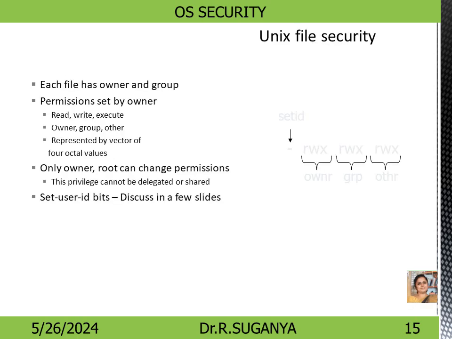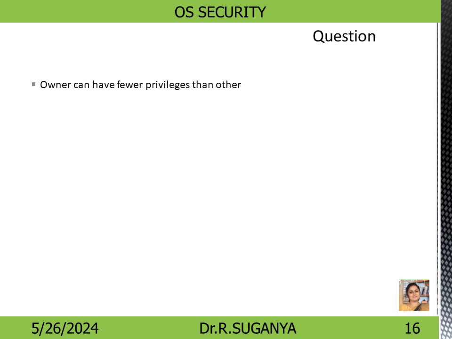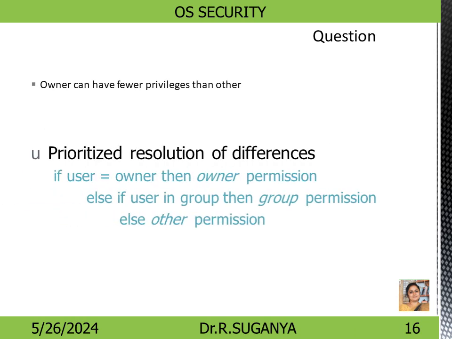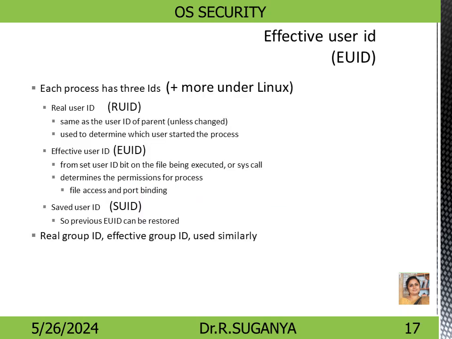Owner and group: permissions set by the owner are read, write, and execute. Owner, group, and other are represented by a vector of 4 octal values. Only the owner or root can change permissions. This privilege cannot be delegated or shared. It relates to the set user ID bits, discussed in a few slides. The owner can have fewer privileges than others. It is a prioritized resolution of differences. The question is: if user equals owner, then owner permission; else if user is in group, then group permission; else other permission.